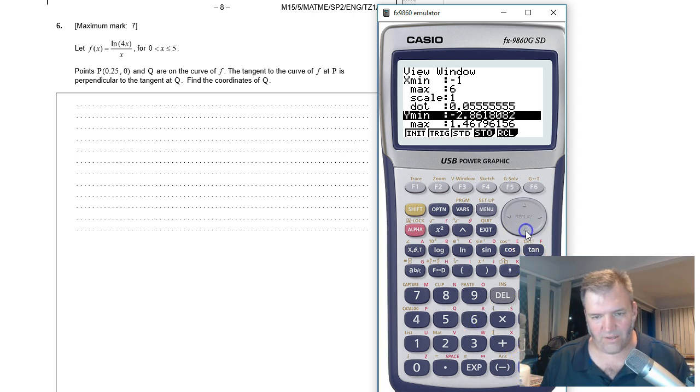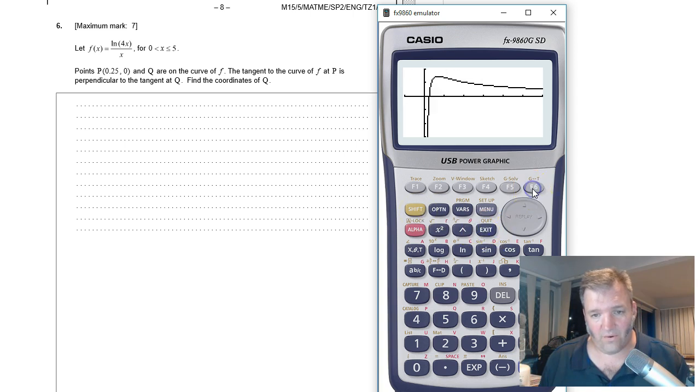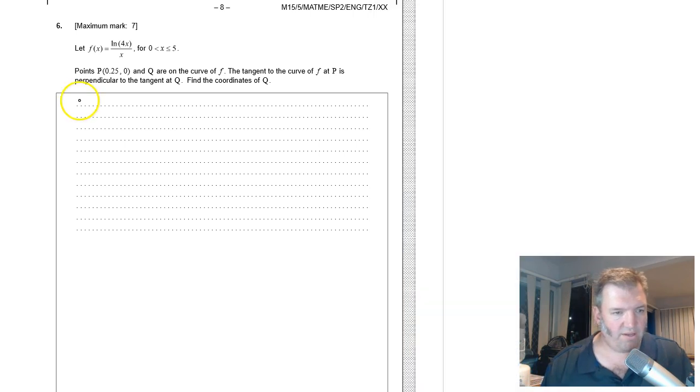The y coordinates, you can see what it went up to there, so maybe we just make them nice round numbers, -3 to 2. That should give us just a little bit more space above and below. Should look a little bit nicer. Exit, draw. That looks nice. We can work with that. So, we want the coordinates of Q, and all we're given is that the gradient is perpendicular to the gradient at the point (0.25, 0). So we're talking gradients, we're talking derivatives.